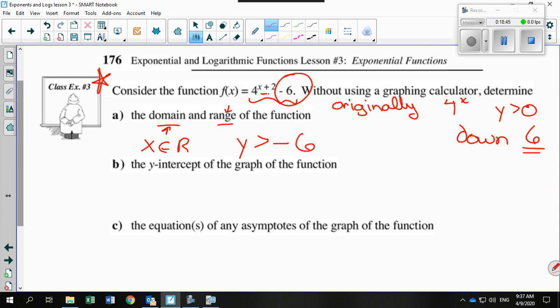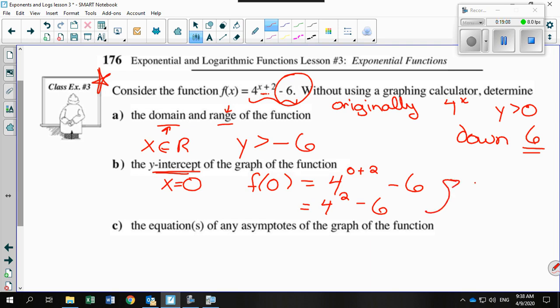Now my y-intercept for the graph, remember, when you're not sure, go back to grade 10. In Math 10C, we learned that to find a y-intercept, we make x equal to 0. So I'm going to plug in my 0. I get 4 to the power of 0 plus 2, minus 6, which is 4 squared minus 6, which is 16 minus 6, which equals 10. So my y-intercept is (0, 10).